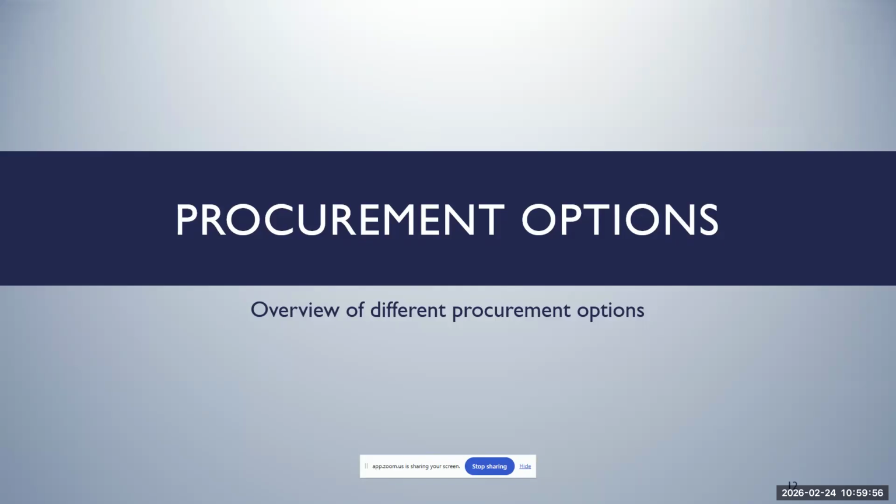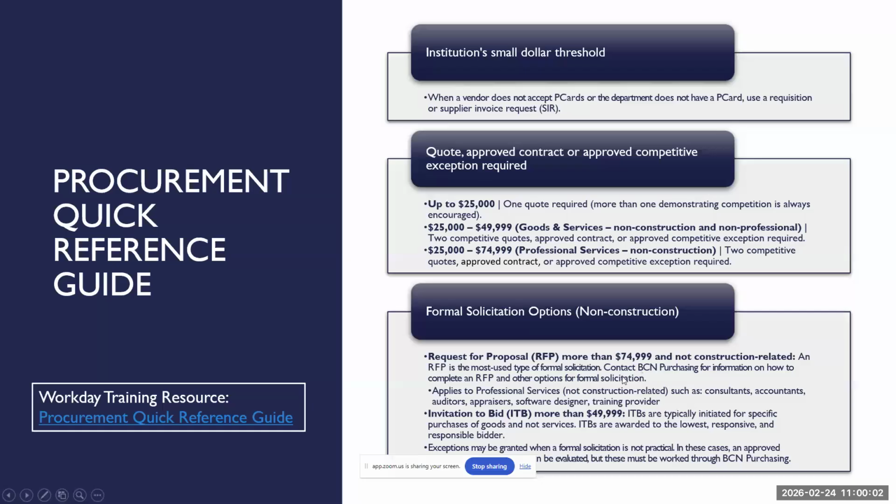Okay, so now we're going to go over our different procurement options, and then we'll move into requisitions and purchase orders. So first, we always like to start off with our 2 slides that talk about non-construction thresholds and then construction-related thresholds from there. We're not going to spend tons of time on the construction area, but we just always like to point these out, especially if you're new, so that everyone understands the different thresholds.